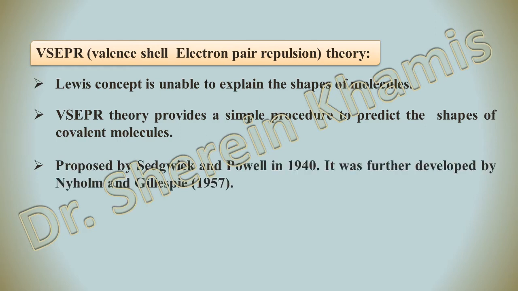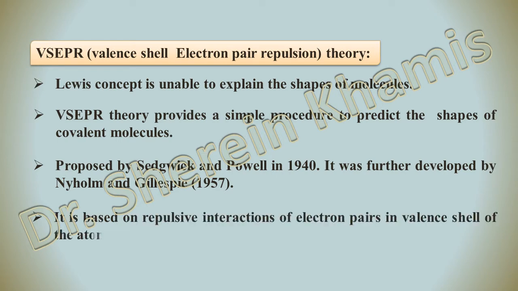It was proposed by Sidgwick and Powell in 1940, and further developed by Nyholm and Gillespie in 1957. That is the history of discovering the shape of molecules, and it is based on the repulsion interaction of electron pairs in the valence shell of the atoms. So we have repulsion between the electron pairs forming the valence shell, and the electrons of the atom form the shape of the whole compound.